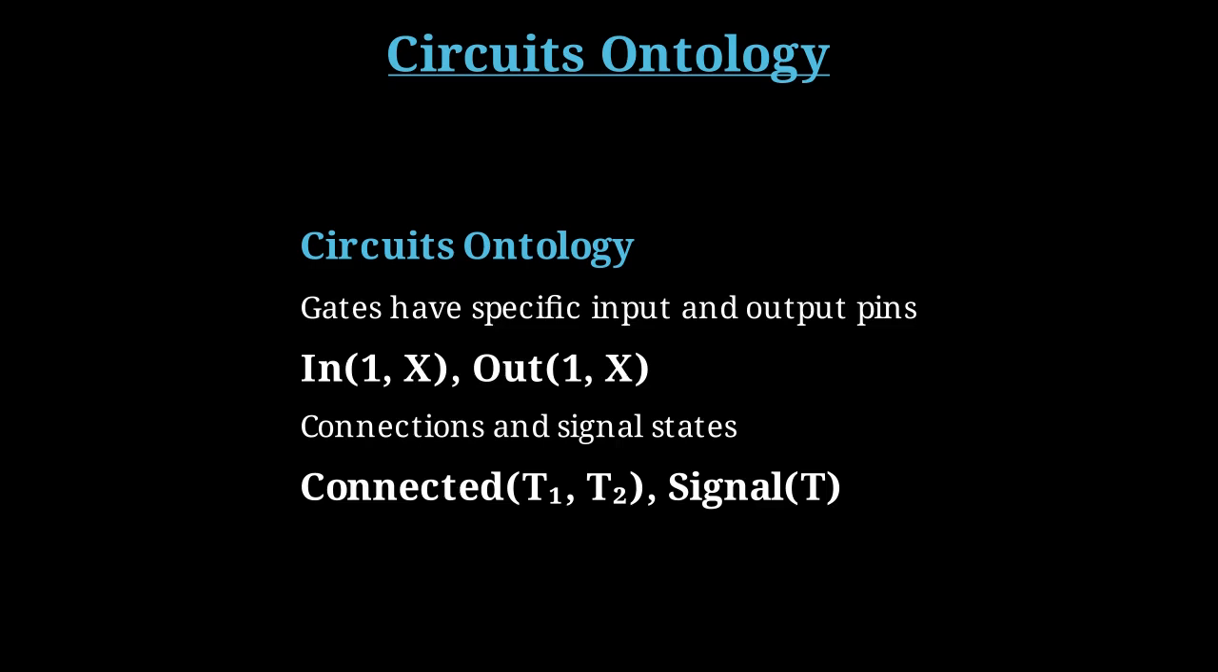We also need a predicate to describe connections, such as Connected(T1, T2), and a function to describe the signal value at a terminal, Signal. We have moved from biological links to structural engineering.